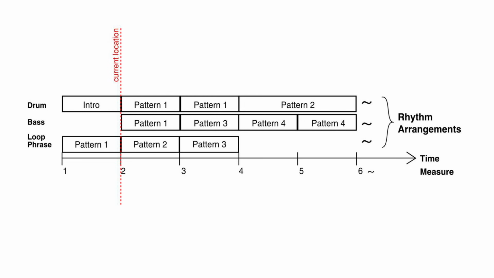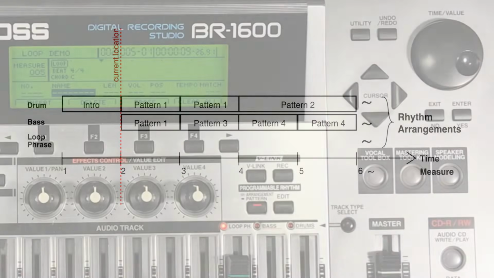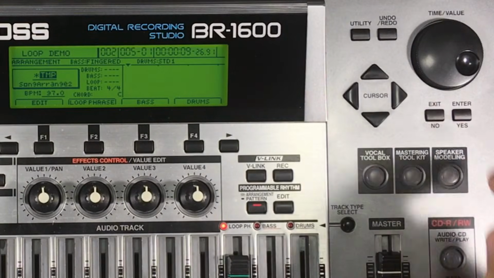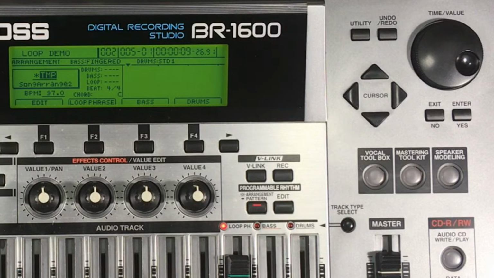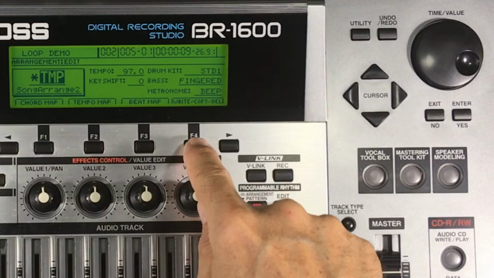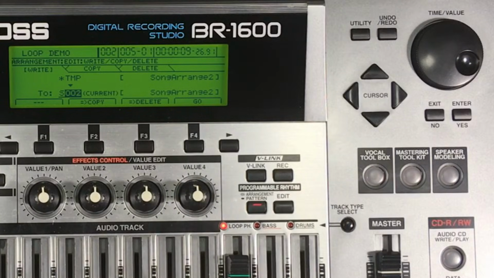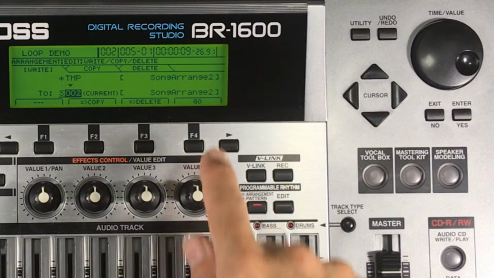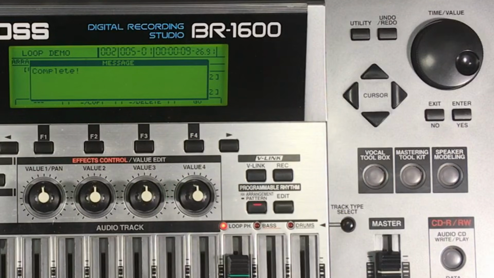F3 erase will remove the currently selected loop but leave empty measures where the loop was. F4 clear all will remove all the loops currently used in the arrangement. Press exit when you're done and go back to the arrangement screen. Press F1 edit to name and save the arrangement. You can also use F2 and F3 to copy and delete arrangements.